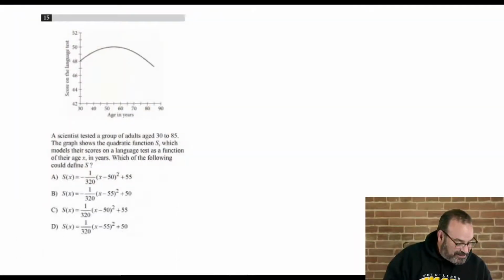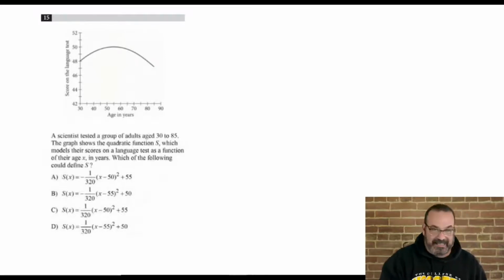What is this monstrosity? Science tested a group of adults aged 30 to 85. The graph shows the quadratic function s, which models their scores on a language test as a function of their age, x, in years. Which of the following can define s? So here's one of the problems with downloading from Reddit. The answers to this section didn't come in the download. So we're going to see how good I am on this particular one.